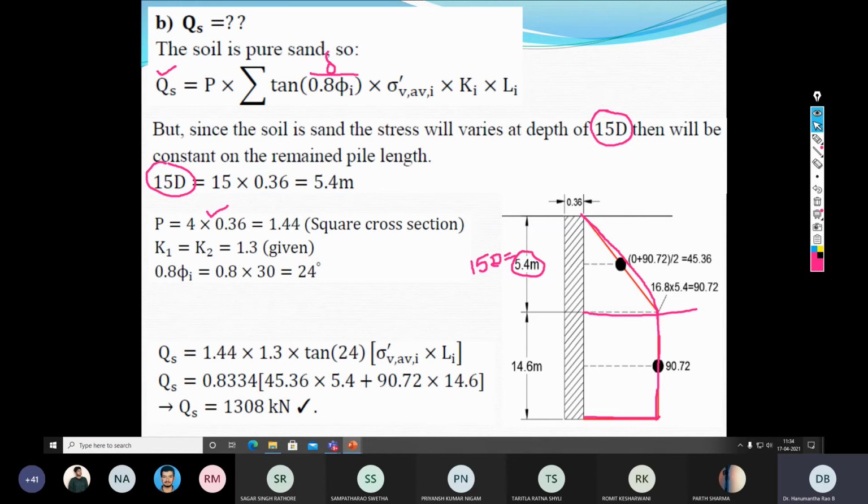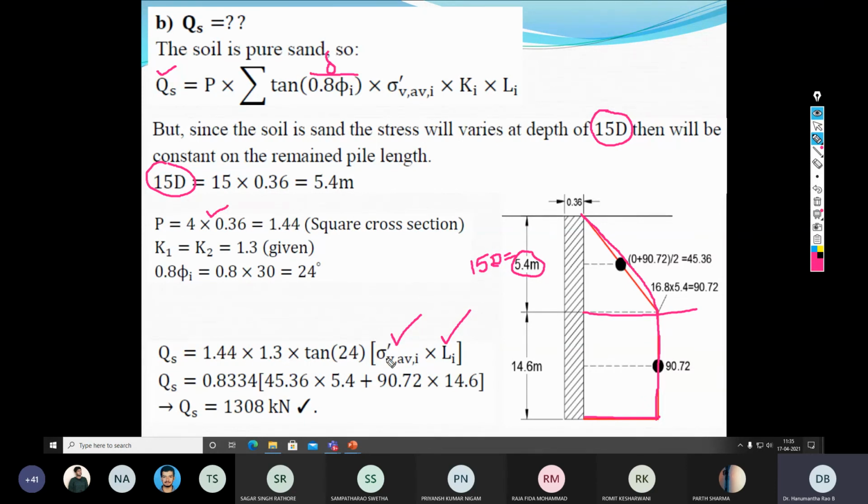Now here, based on this variability, we can consider two layers. Until the effective overburden stress is increasing to a depth of 5.4 meter, and beyond 5.4 meter. If you look at the equation, sigma v dash is varying and length is varying, so these two can be taken as variable parameters. The remaining ones, like perimeter, tan delta, and K, are constant.